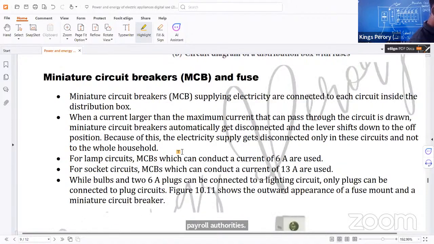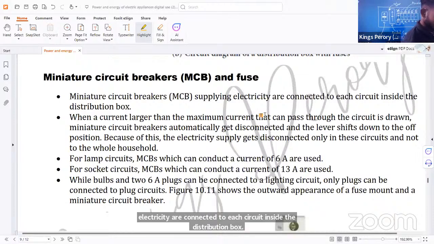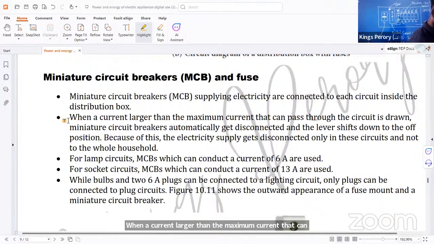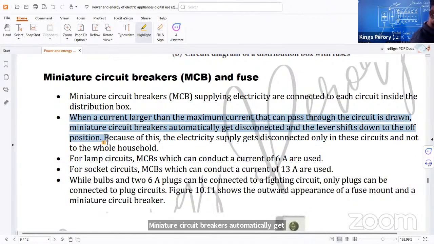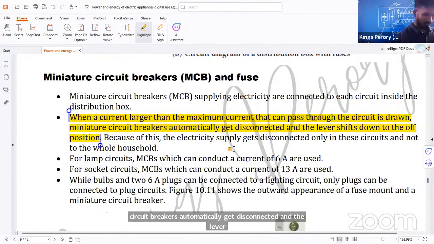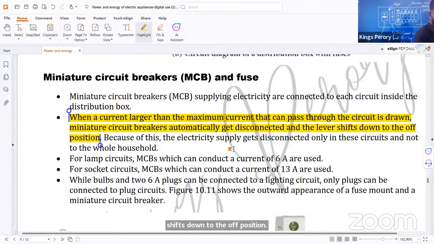Salma, can you read miniature circuit breaker MCB? Sure, sir. Miniature circuit breakers, MCB, supplying electricity are connected to each circuit inside the distribution box. When a current larger than the maximum current that can pass through the circuit is drawn, miniature circuit breakers automatically get disconnected and the lever shifts down to the off position. Because of this, the electricity supply gets disconnected only in these circuits and not to the whole household.